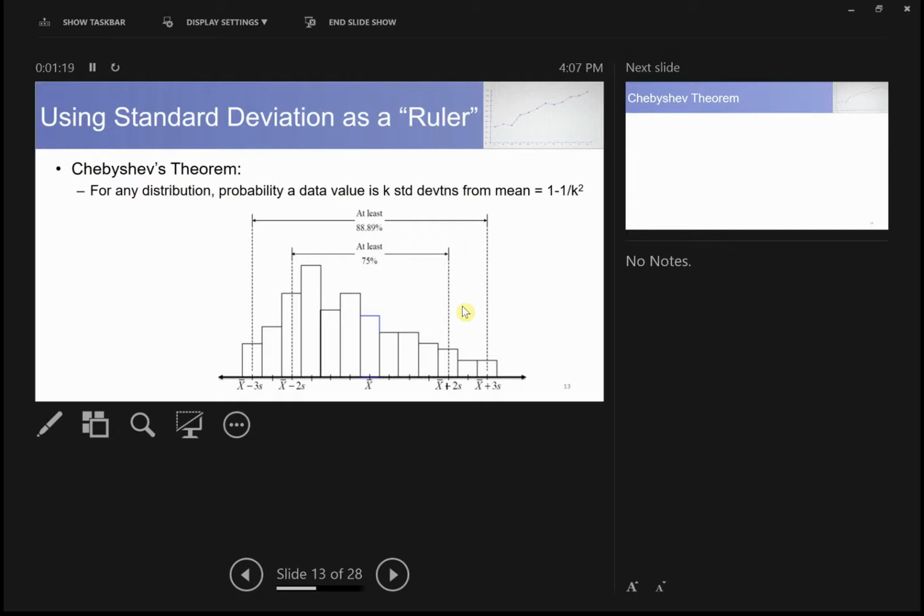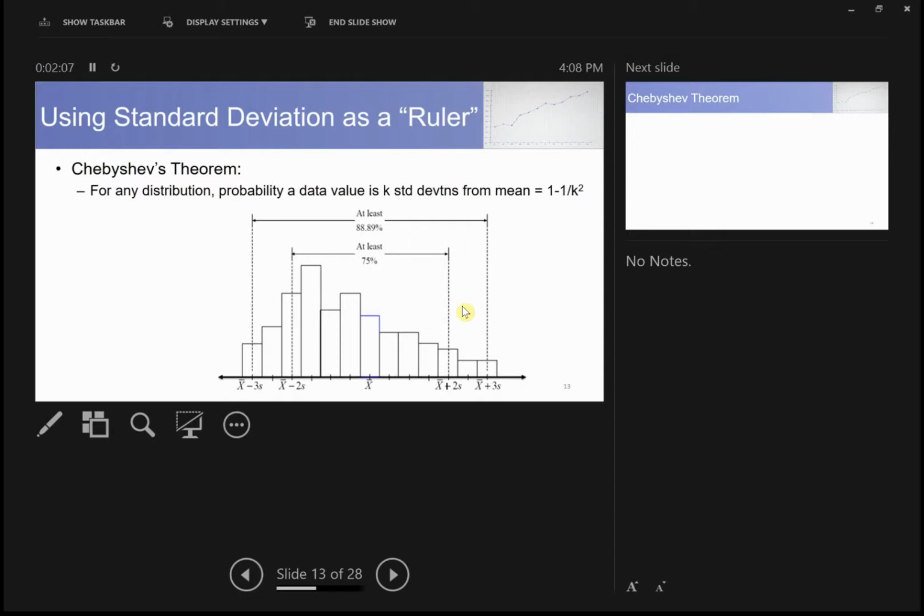So here's kind of the idea. We're going to think of the mean, x bar, as the origin. So here's x bar, and I'm going to step out in units of standard deviation. This is 1 standard deviation above the mean, 2 standard deviations above the mean, and 3 standard deviations above the mean. 1 standard deviation below, 2 standard deviations below, and 3 standard deviations below. And here's my distribution. It can look like anything.